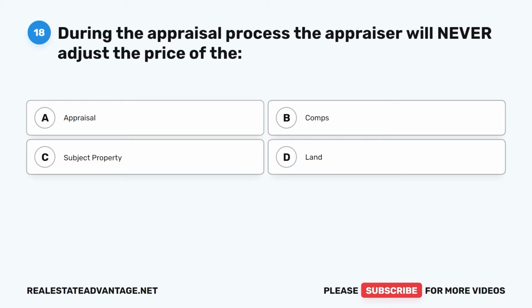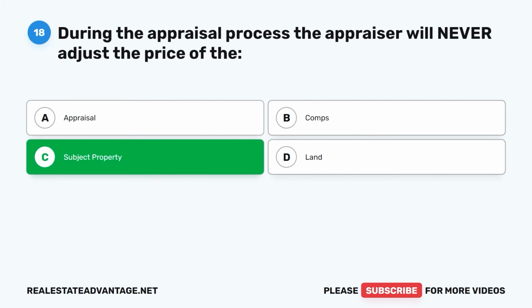Question 18. During the appraisal process, the appraiser will never adjust the price of the A. Appraisal. B. Comps. C. Subject property. D. Land.